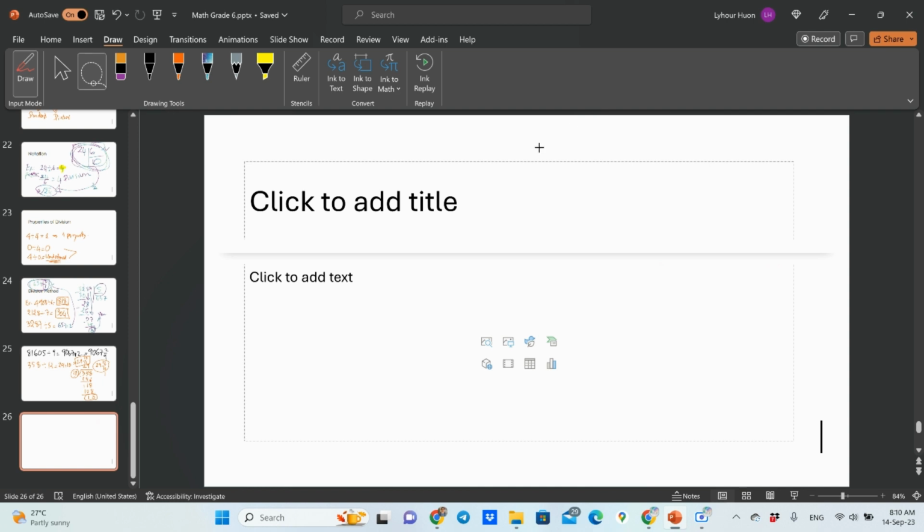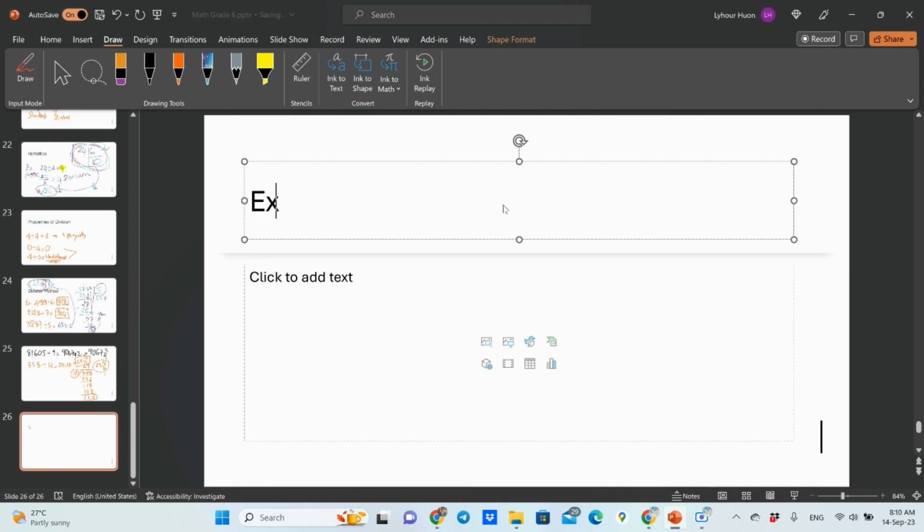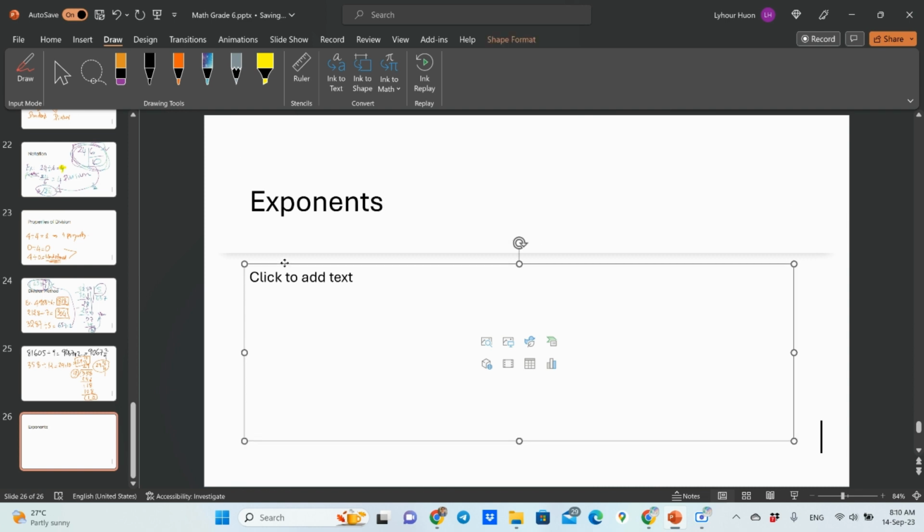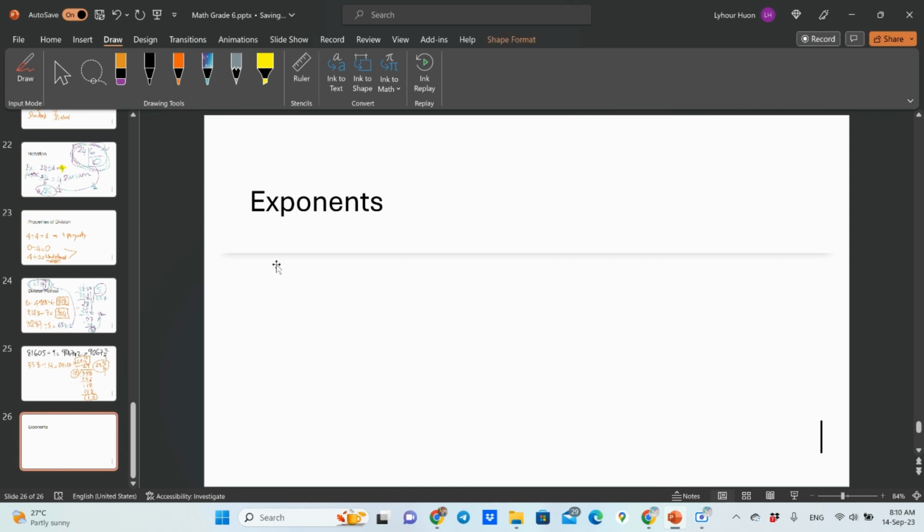Multiplication, addition, subtraction. So the next one is exponents. Have you ever heard about exponents? Yes, exponents. So exponent is... Okay. We know that when we add 5 plus 5 seven times, we use multiplication.